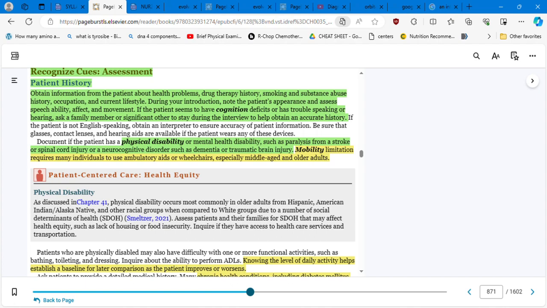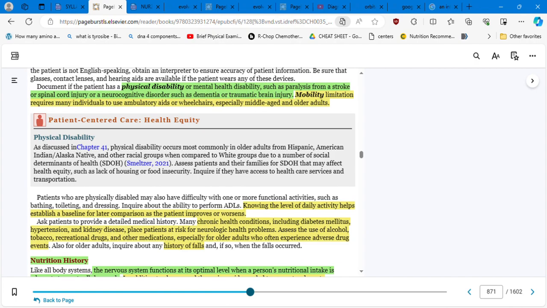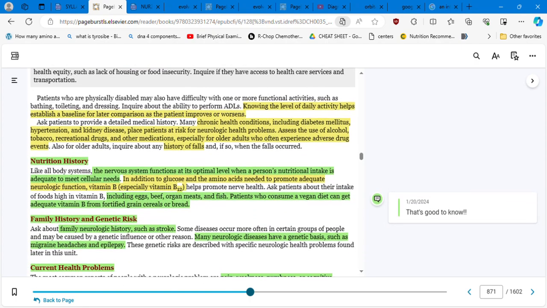During your introduction, note the patient's appearance and assess speech ability, affect, and movement. If the patient seems to have cognition deficits or has trouble speaking or hearing, ask a family member or significant other to give you the full report. Physical disability or mental health disability, such as paralysis from a stroke or a spinal cord injury, or a neurocognitive disorder such as dementia or traumatic brain injury, also must be assessed. Mobility limitation requires many individuals to use ambulatory aids or wheelchairs, especially middle-aged and older adults. Also, knowing the level of daily activity helps establish a baseline for later comparison as the patient improves or worsens.